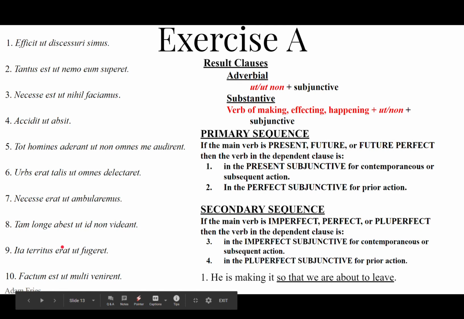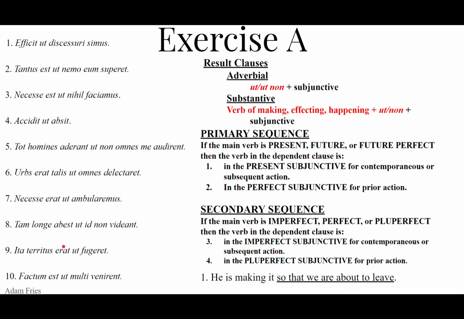Secondary sequence, imperfect active of sum, erat. He was ita territus. He was so afraid that he fled. Ita can modify adjectives as it does here. Can modify verbs. Can modify adverbs. Sic is normally confined to just verbs. And dēnique, decima, sententia decima. Factum est ut multi venirent.